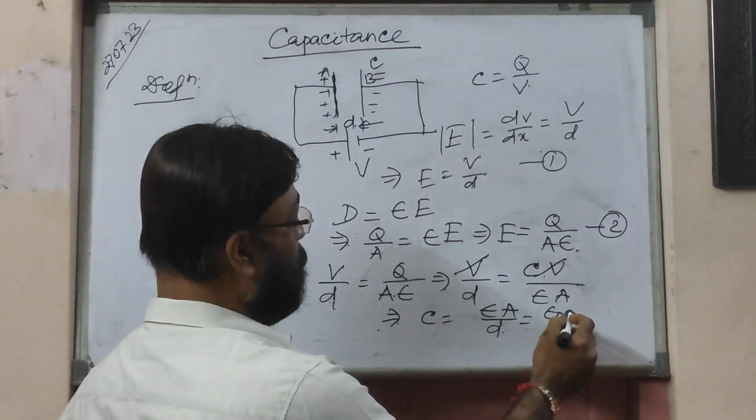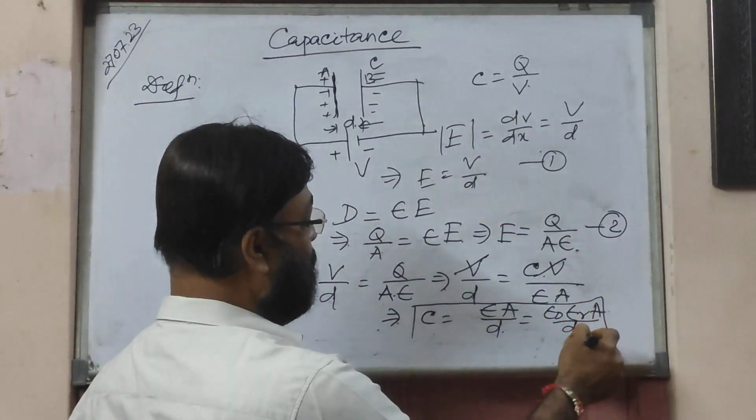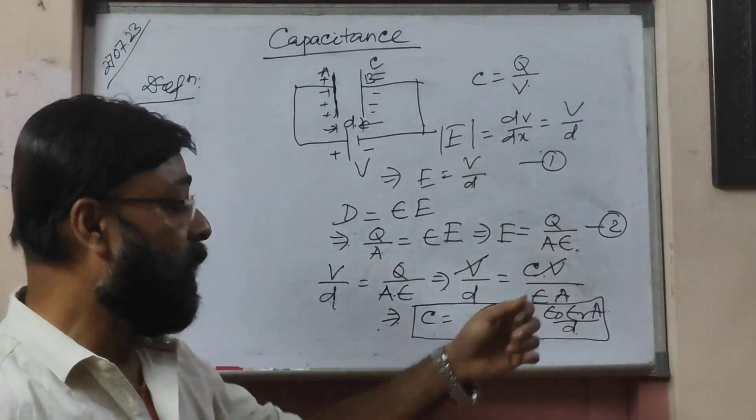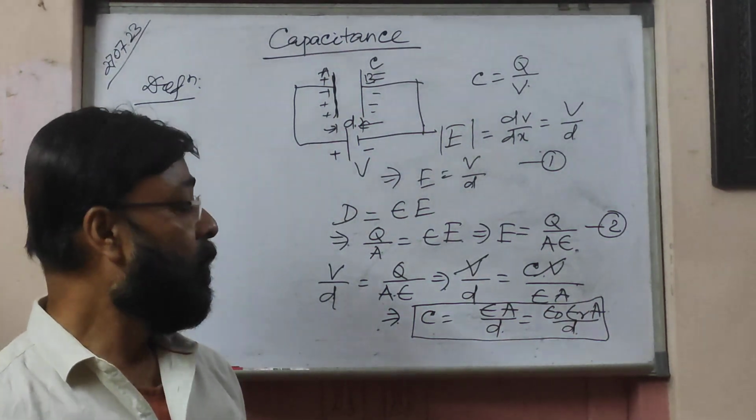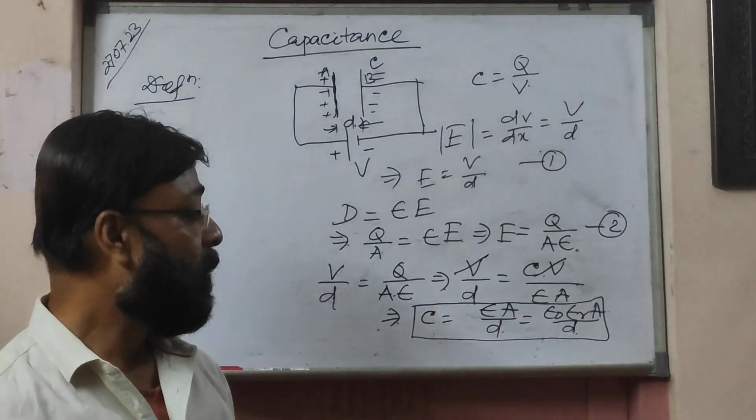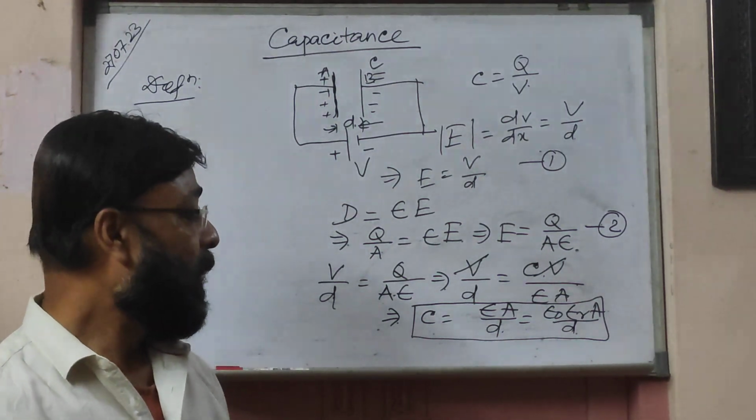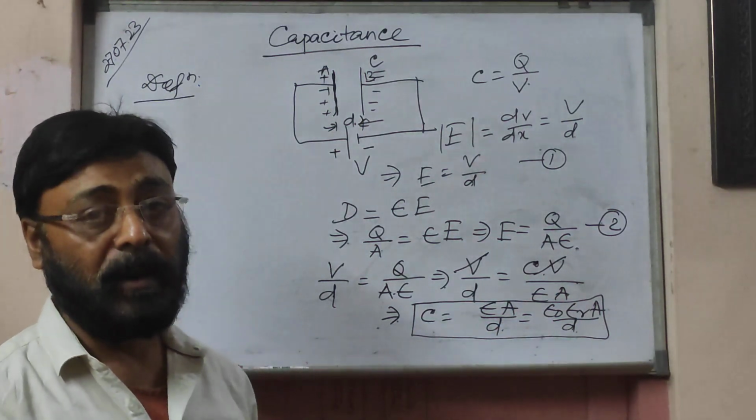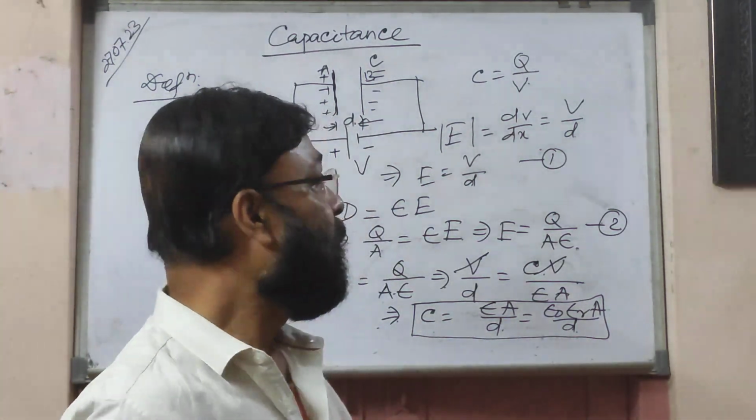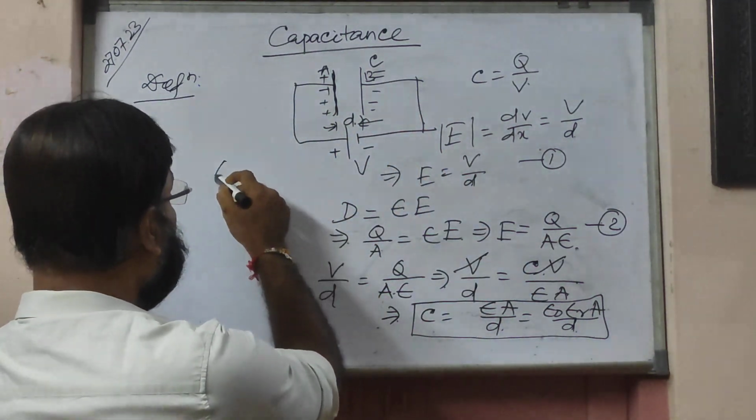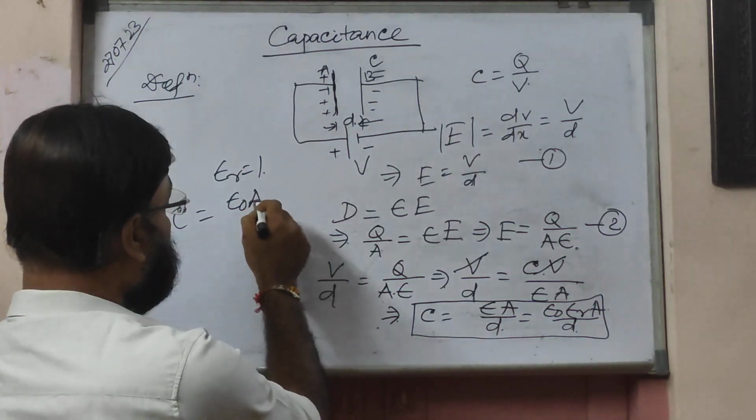So it is epsilon 0 into epsilon R into A by d farad. That means the capacitance of a parallel plate capacitor depends upon the permittivity, the relative permittivity, that means the dielectric we have inserted between the conducting plates. It depends upon the medium and the area of the plates, and it is inversely proportional to the distance between the two plates. If we place air as the dielectric between the plates, epsilon R is equal to 1, so C becomes epsilon 0 into A divided by d.